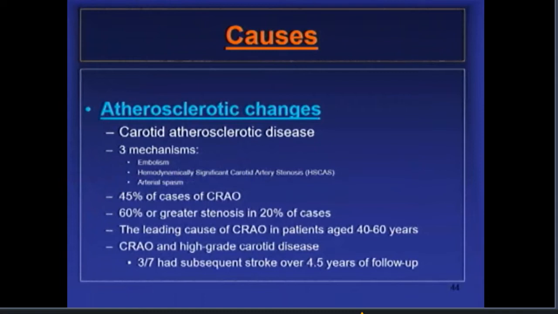45% of cases of central retinal artery occlusion are actually secondary to atherosclerotic changes, with 60% or greater stenosis in 20% of cases, and it is the leading cause of central retinal artery occlusion in patients aged 40 to 60. So when you have a patient in this age, think about atherosclerotic disease. And central retinal artery occlusion with high-grade carotid disease leads to 3 of 7 patients having a subsequent stroke over 4 years of follow-up. So this is really associated with life-threatening situations.